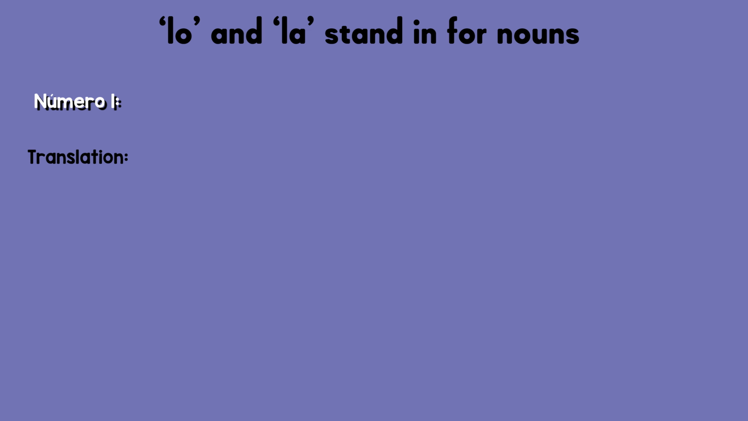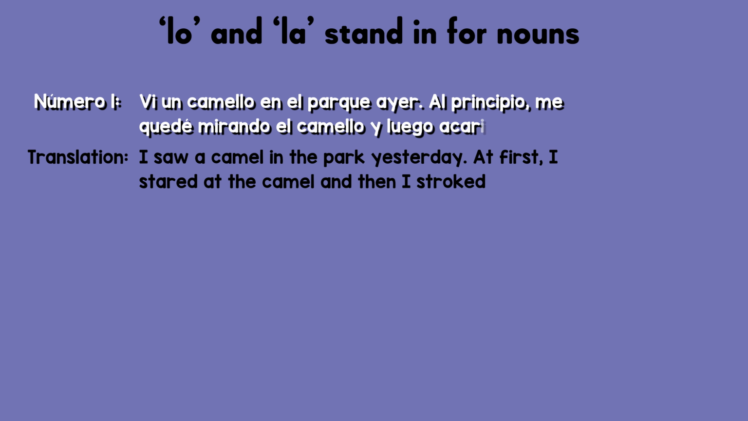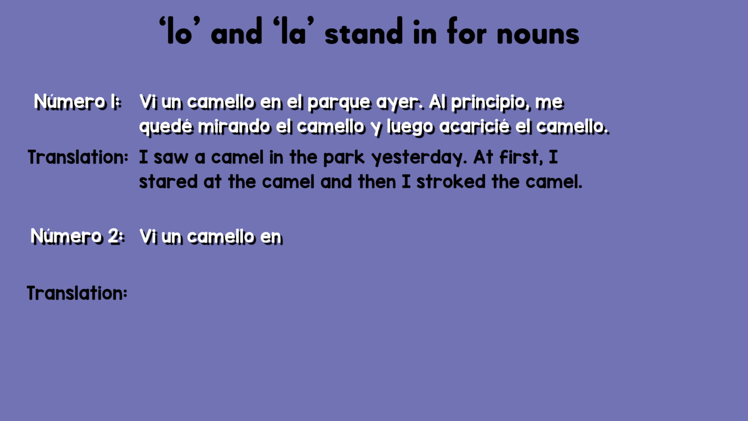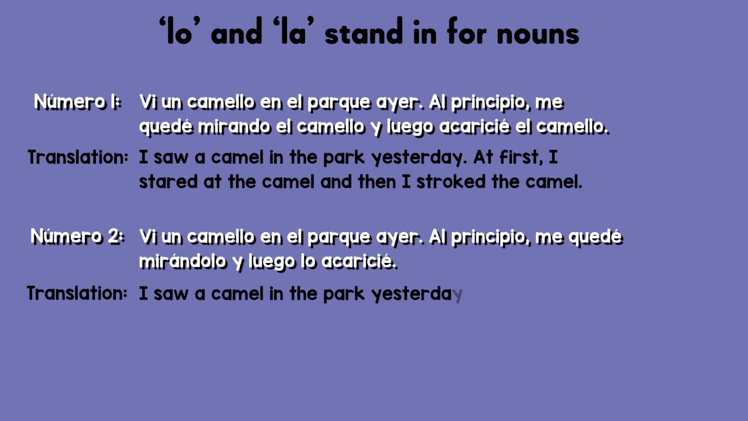Número 1. Vi un camello en el parque ayer. Al principio, me quedé mirando el camello y luego acaricié el camello. Número 2. Vi un camello en el parque ayer. Al principio, me quedé mirándolo y luego lo acaricié. Which means I saw a camel in the park yesterday. At first, I stared at it. And then I stroked it.